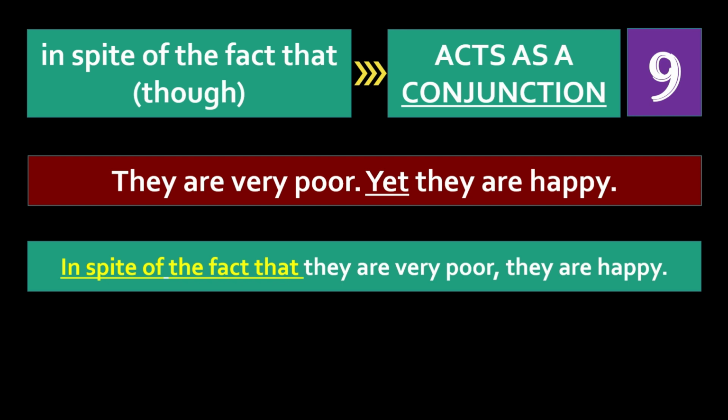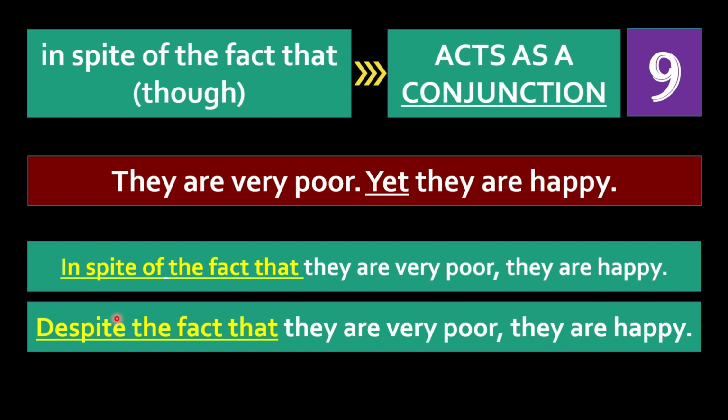See the magic here. In spite of the fact that they are very poor, comma, they are happy. Look at this. We haven't made any changes except removing this word yet. Because this group of words acts as a conjunction, we can write the sentences directly. With despite, same thing, but without of. Despite the fact that they are very poor, they are happy. Simple, isn't it? Okay, let's look at one more example.